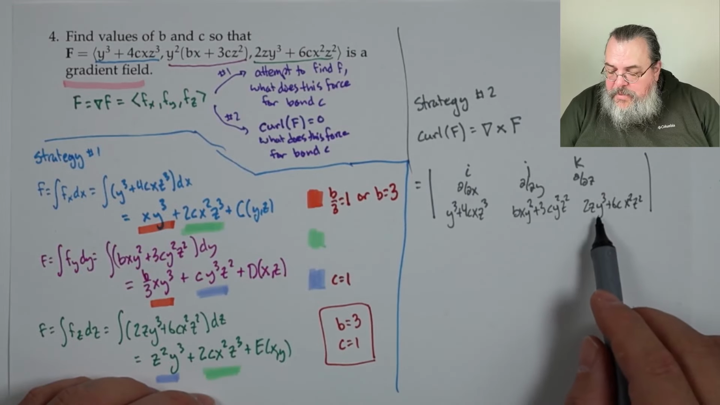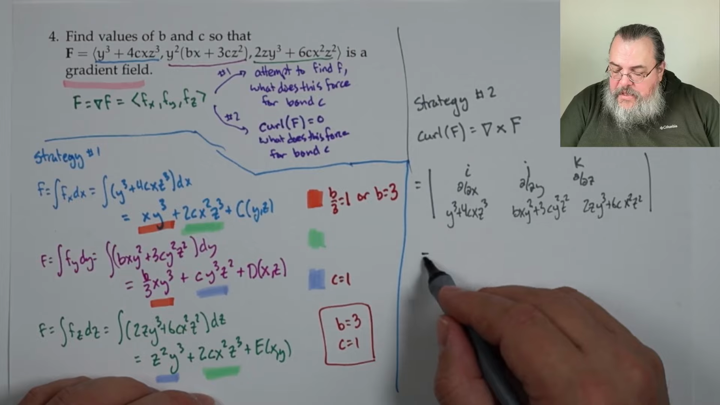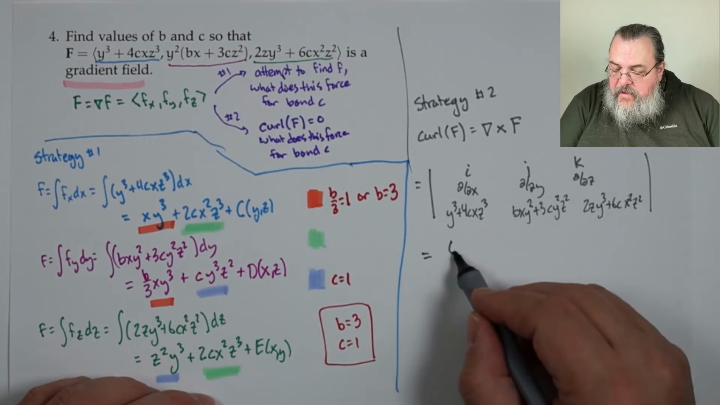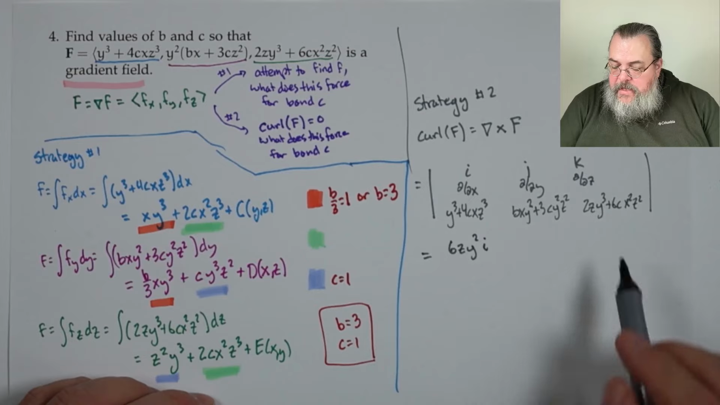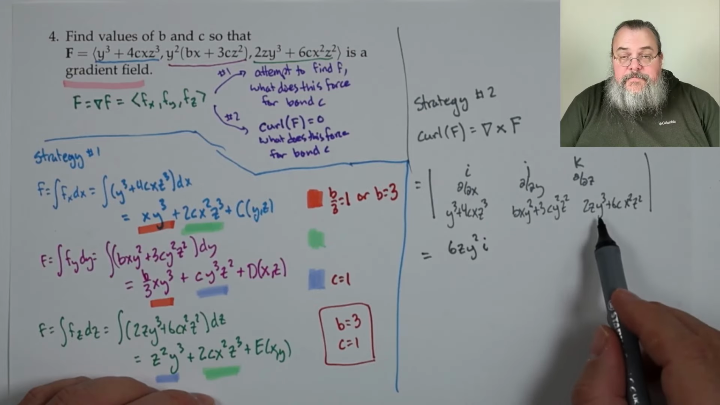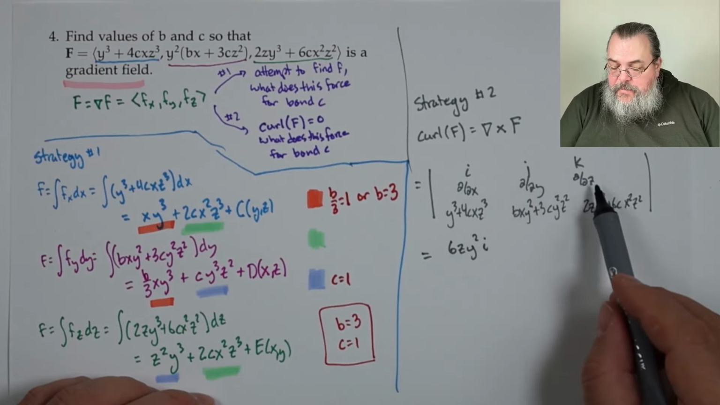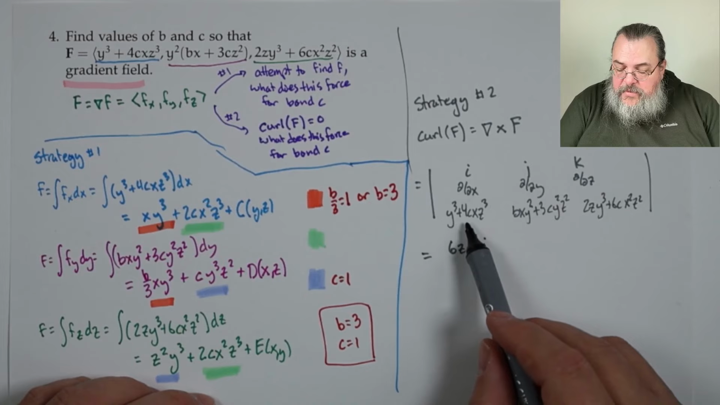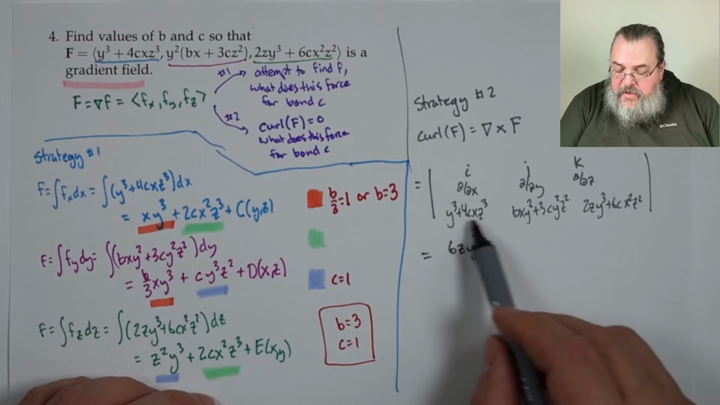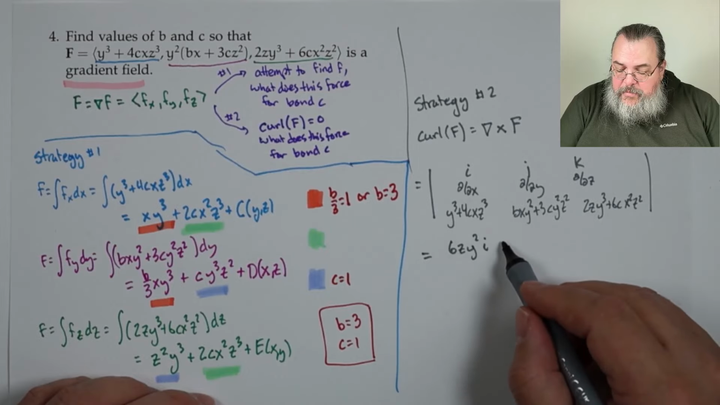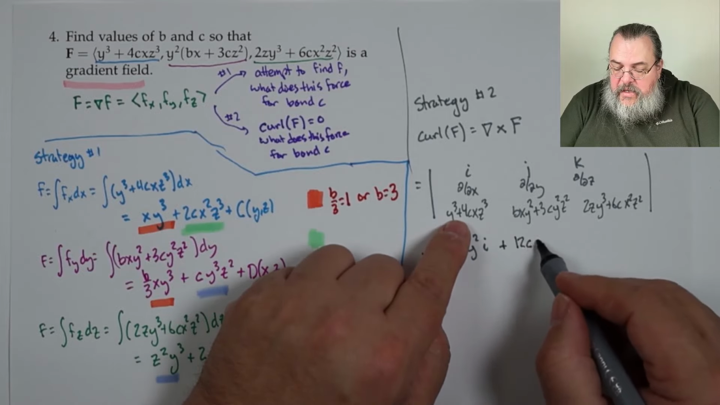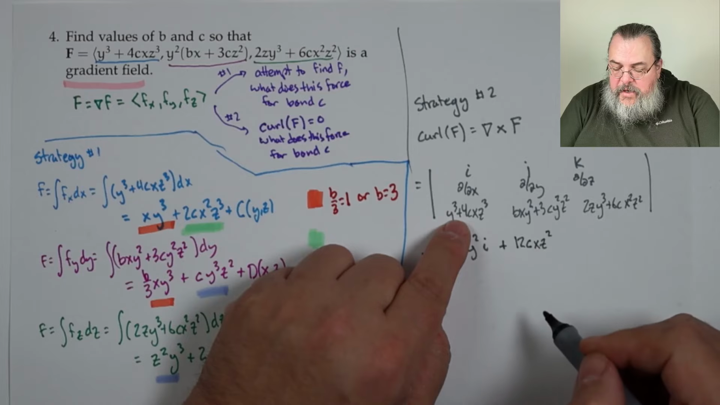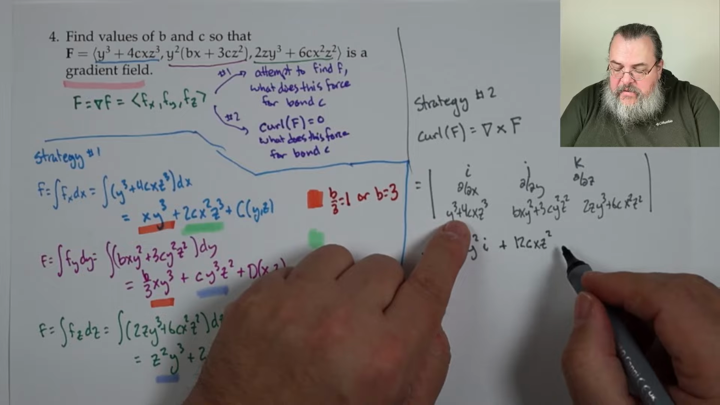There's only one piece here, right? So what do we get? Well, we get 6zy squared i. It's the only place where y shows up. j, partial z of this expression. Well, there's only one place where z shows up. So the derivative of that is 12cxz squared. All right, and that's j.